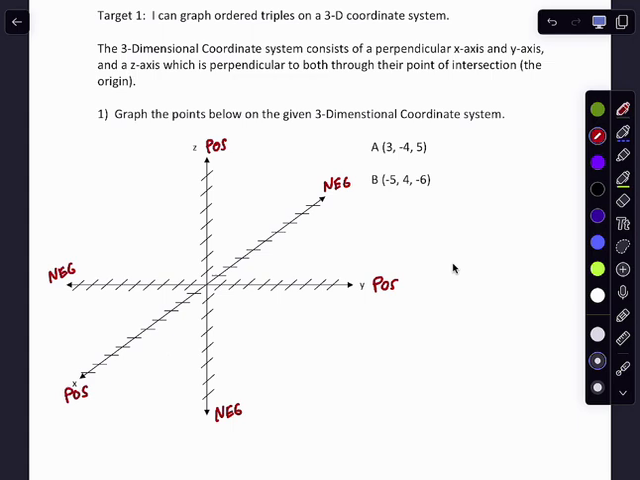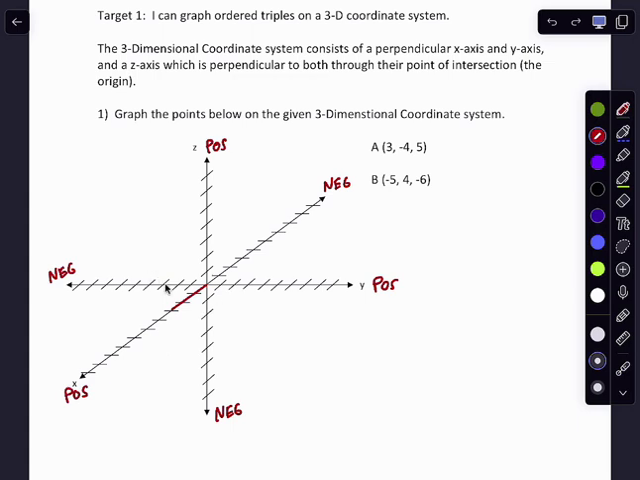Okay, so I want to do this point. So I want to go 3 on the x-axis. So I go 1, 2, 3. And I'm literally going to leave a trail here. So I'm not just going to go 3 spaces. I'm going to leave a trail from 0, 0. So you're going to draw a line, large enough where somebody could see it. And then I'm going to go -4 on the y.